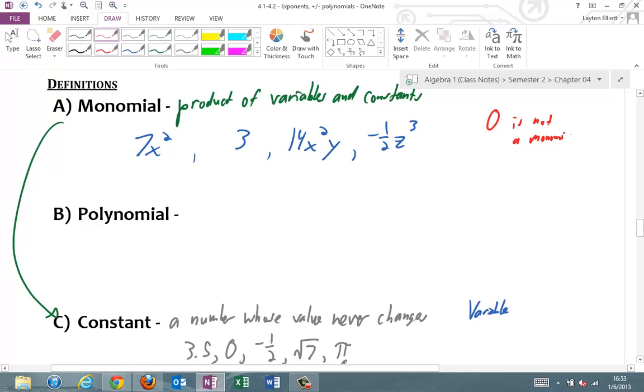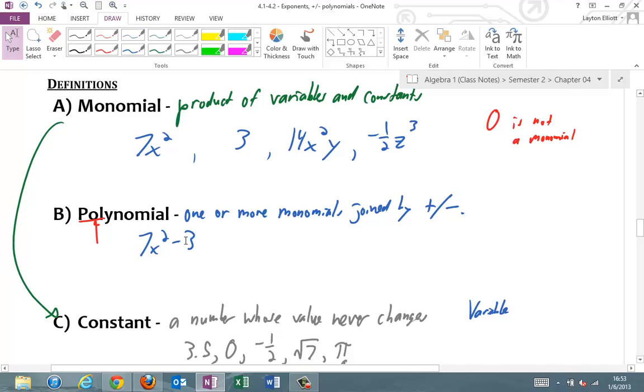Because when it comes to polynomials, 0 is the absence. So what's a polynomial? Well, poly means more than one. So polynomials are one or more monomials joined by a plus or minus. So if I take any of those from above and join them with a plus or minus, 7x squared minus 3, that is a polynomial. I could take them all and just keep adding some of them. 14x squared y is a polynomial.